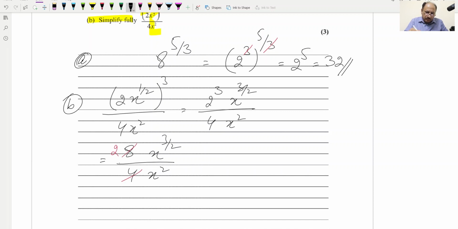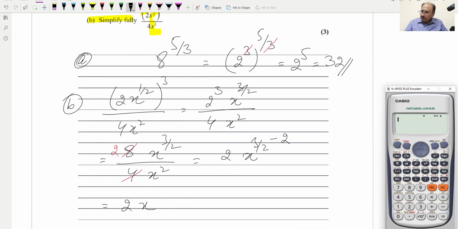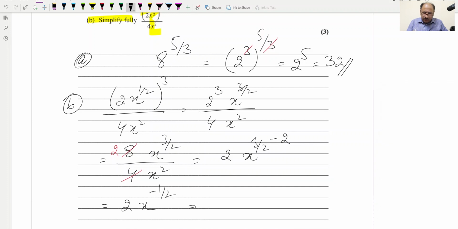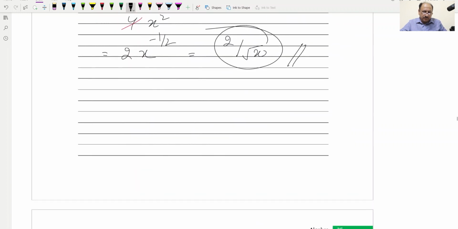and our equation will be 2 and x raised to power 3 by 2, and this one we can write from the denominator with the power minus, so it will be minus 2. This will be equal to 2x raised to power 3 by 2 minus 2, 3 over 2 minus 2 will result in minus 1 by 2, and we can write it as 2 over under root x. This can be our answer. This is the final answer, and this is a 3 marks question which we have done.